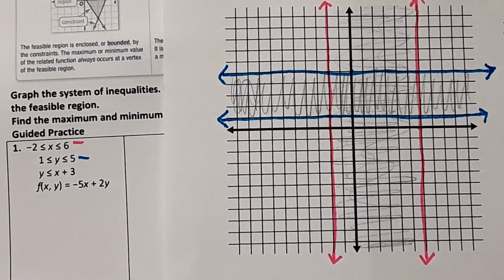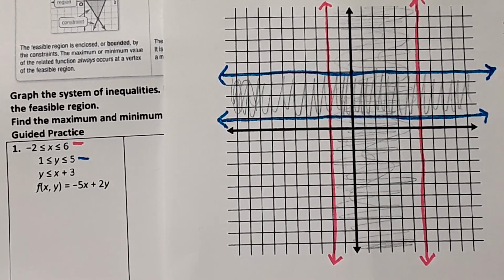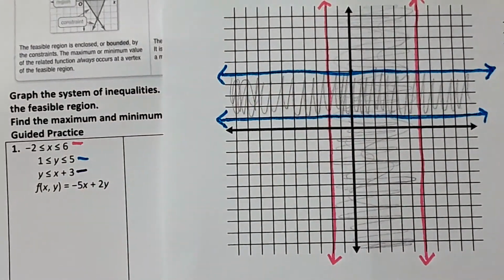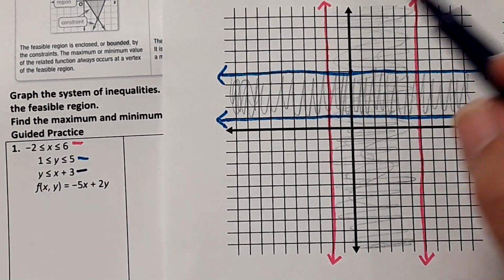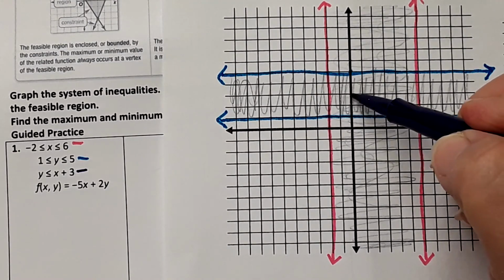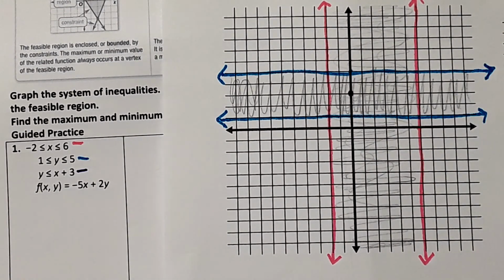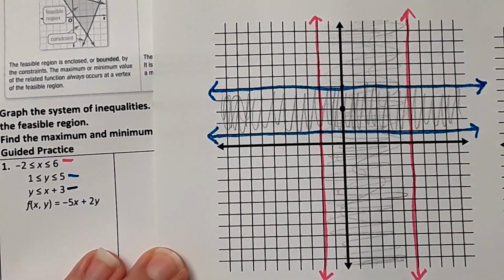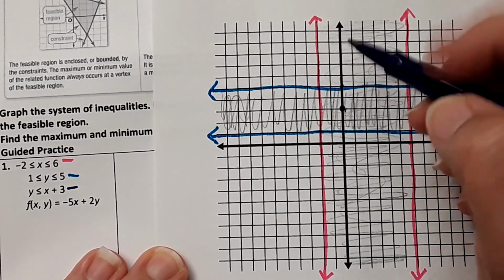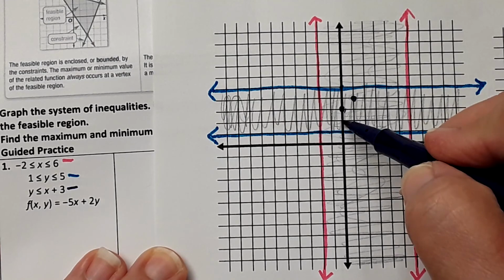Now we're going to graph y is less than or equal to 3. That line is going to start at positive 3, and it's also going to be solid. So we start at positive 3, so 1, 2, 3. My slope is up 1 to the right 1, or I can go from that 3 down 1 to the left. So let's graph that. We go up and to the right, and I can also go down and to the left.